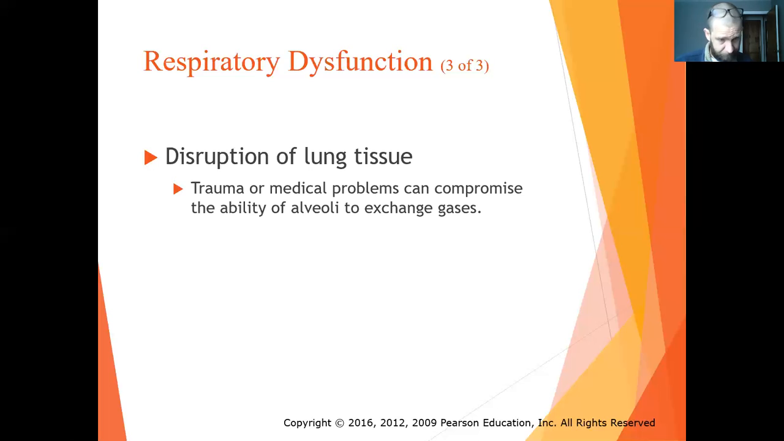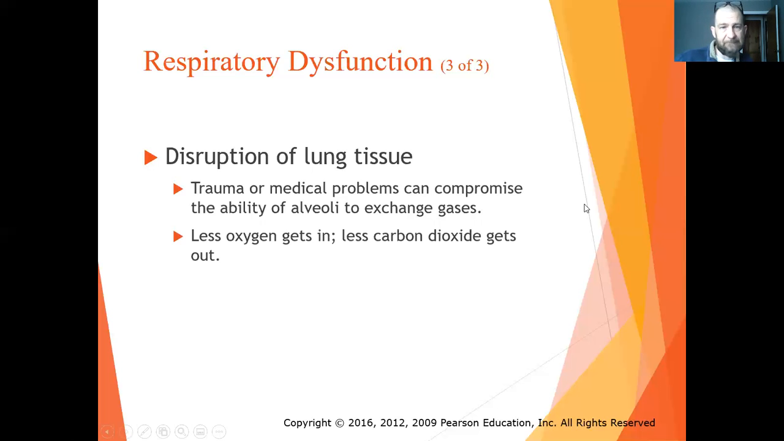So for example, folks with COPD, after years and years of smoking, they can essentially make their alveoli non-functional. And so the lung tissue has been disrupted. The air can get down there, but there's nothing there. The alveoli aren't there to work because of all the smoking they've done. They don't work. And so the gas exchange isn't taking place. And that obviously is going to affect our minute volume. Less oxygen gets in as a result, less carbon dioxide gets out. So that just becomes a vicious cycle too over time.